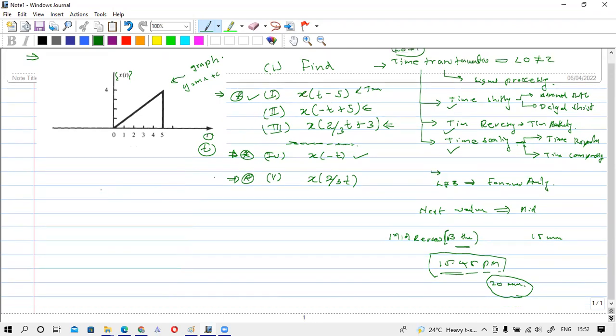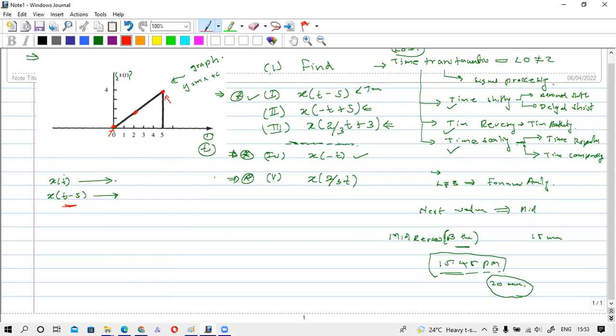Here we have been given x(t). Now you want to find x(t minus 5). The best thing is to select any key point. Any key points, you can select any key point. I will use only this point and this point. Now I am going to see what happened to this point if I change the independent variable to this.